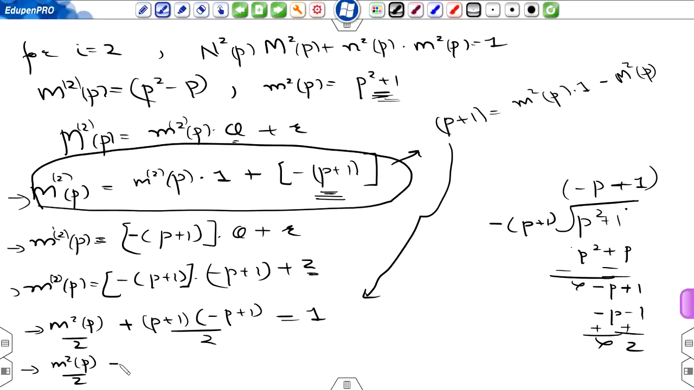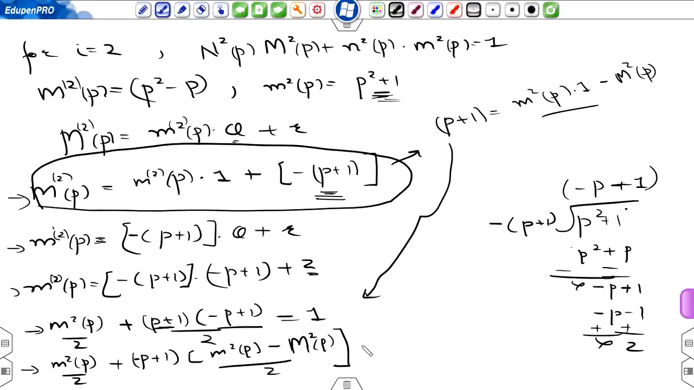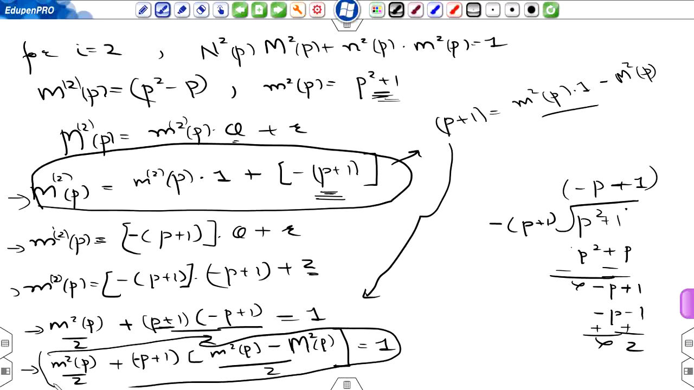to p by 2 as it is, p plus 1 as it is, and this is minus p plus 1, and instead of this p plus 1 I will substitute this. So this is m to p minus capital M to p, divided by 2, that is equal to 1. Okay, now this equation is almost similar to this equation.